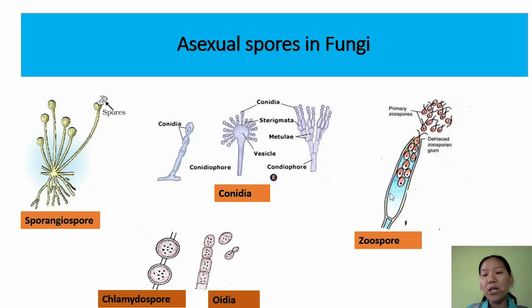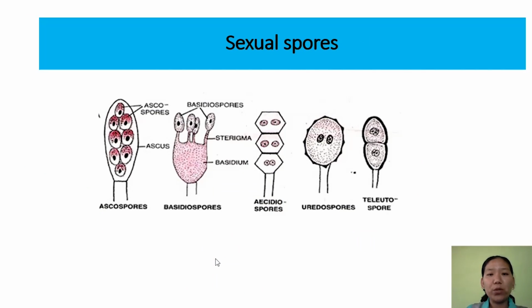Third one is zoospore. Zoospores are produced in a structure called zoosporangium. They are enclosed, so the production is called endogenous. And when you look at each zoospore, they have 2 flagella, so they are biflagellate, so they are motile. The other 2 forms of asexual spores are chlamydospores and oidia. They both are non-motile. Looking at the sexual spores, some of the sexual spores in fungi are ascospores, basidiospores, aecidiospores, urediospores, and teliospores, which are produced in different classes of fungi.